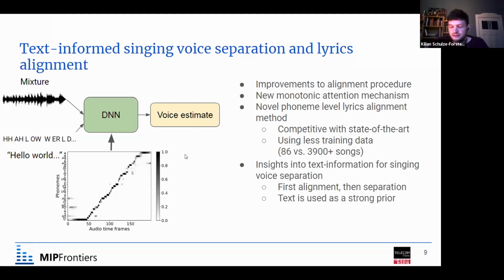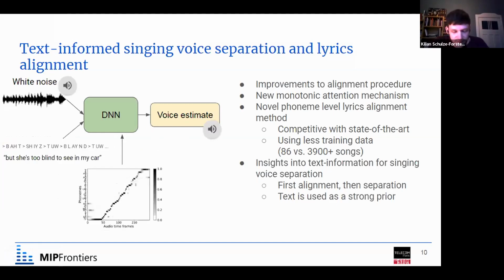And so to find out what kind of information is actually derived from the text, we did a small experiment. And we found that the text is actually used as a very, very strong prior. So the network relies a lot on the text to derive its voice estimate. We tried to input white noise actually in the new network, but that was trained before, and gave some text transcript of some song.